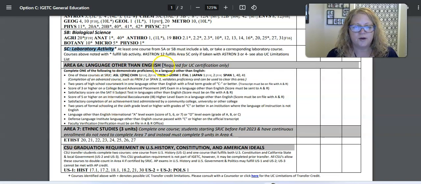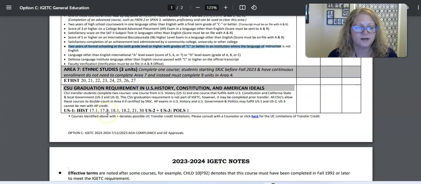The UC requires that students have a language other than English, so that can be met by taking a class at SRJC. It can be met if you did 2 years of high school coursework in 1 language other than English, where your final term grade was a C- or better. It can be that you took an AP test. It can be that you did IB. It can be that you did 2 years of formal schooling at the 6th grade level or higher, where the language of instruction was not English. So lots of options in here, okay?